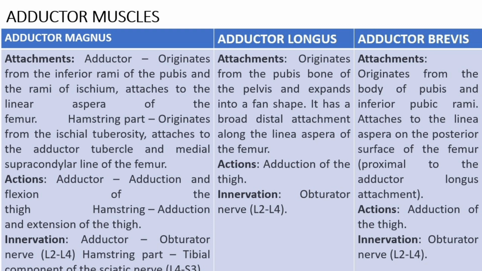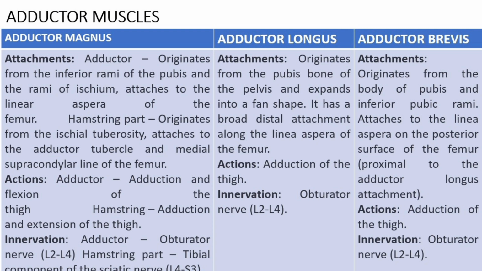Adductor longus. The adductor longus is a large, flat muscle. It partially covers the adductor brevis and magnus. The muscle forms the medial border of the femoral triangle. Attachments. Originates from the pubis bone of the pelvis and expands into a fan shape. It has a broad distal attachment along the linea aspera of the femur. Actions. Adduction of the thigh. Innervation. Obturator nerve L2 to L4.